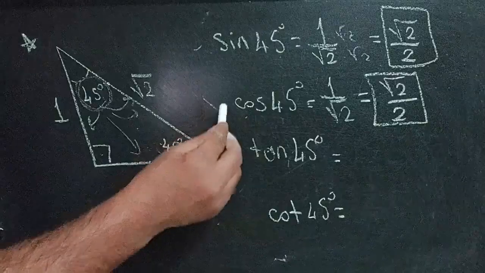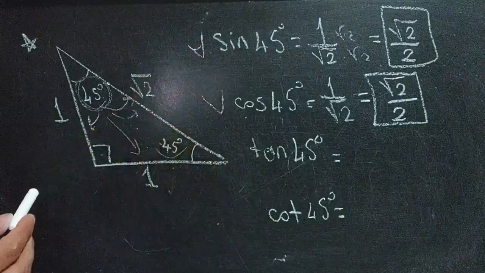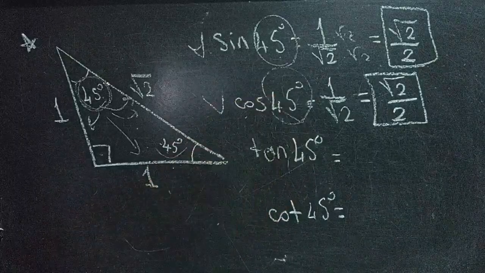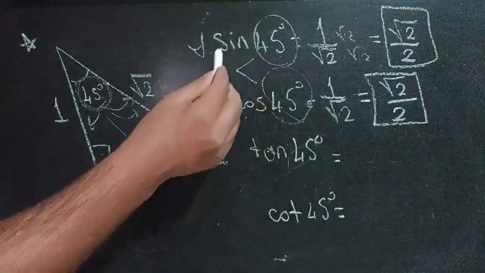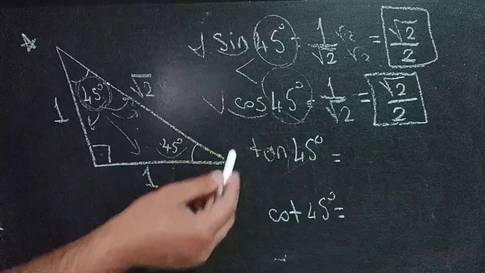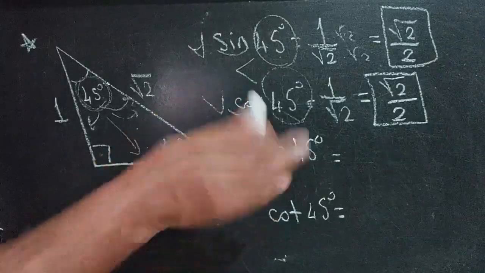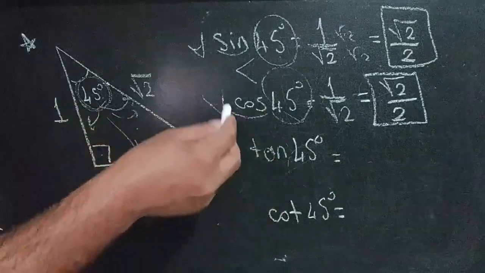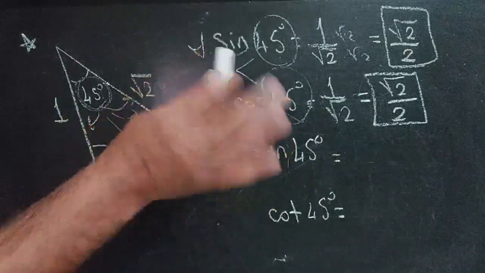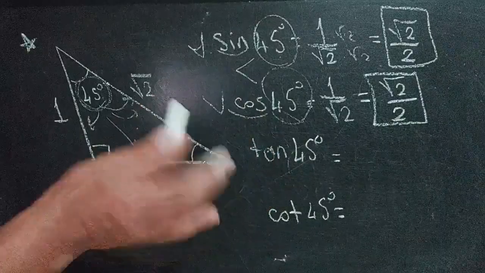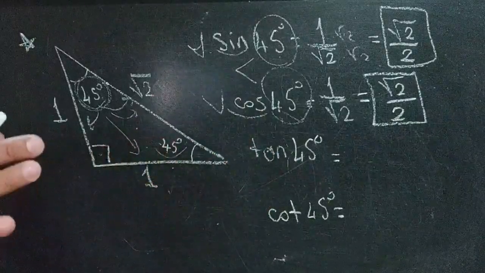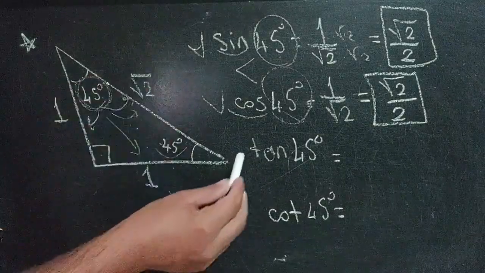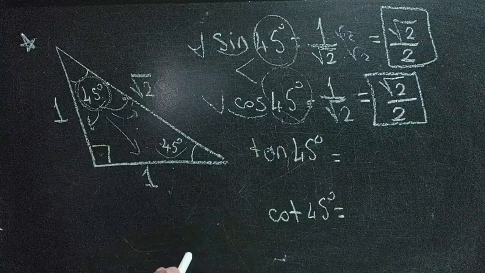See, if you notice, this and this are the same, because 45 plus 45 is 90 degrees. If they add up to 90 degrees, sine and cosine like that are going to be the same. Remember, in the previous triangle I showed you that 30 and 60 complete each other to 90 degrees. If you notice, cosine and sine were the same. And for tangent and cotangent, the same thing too.